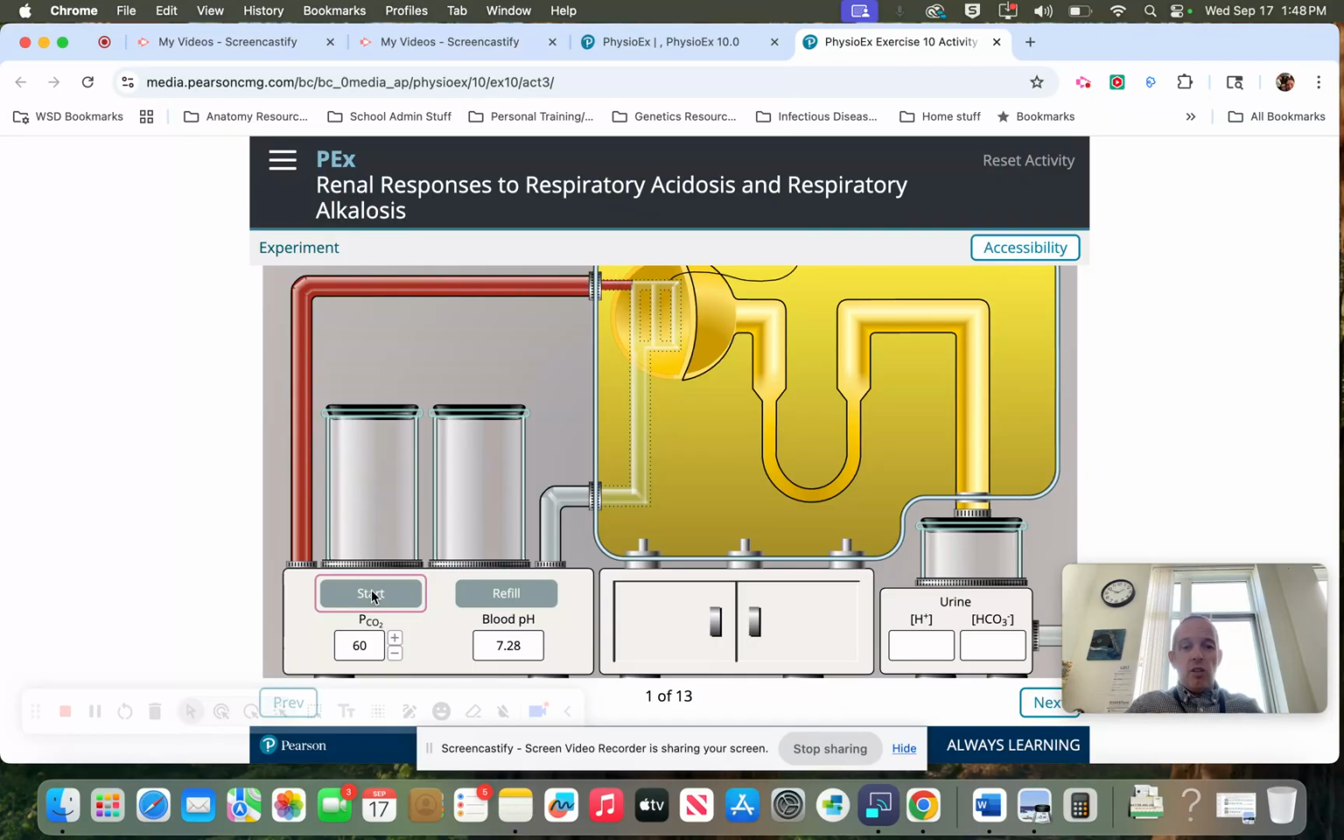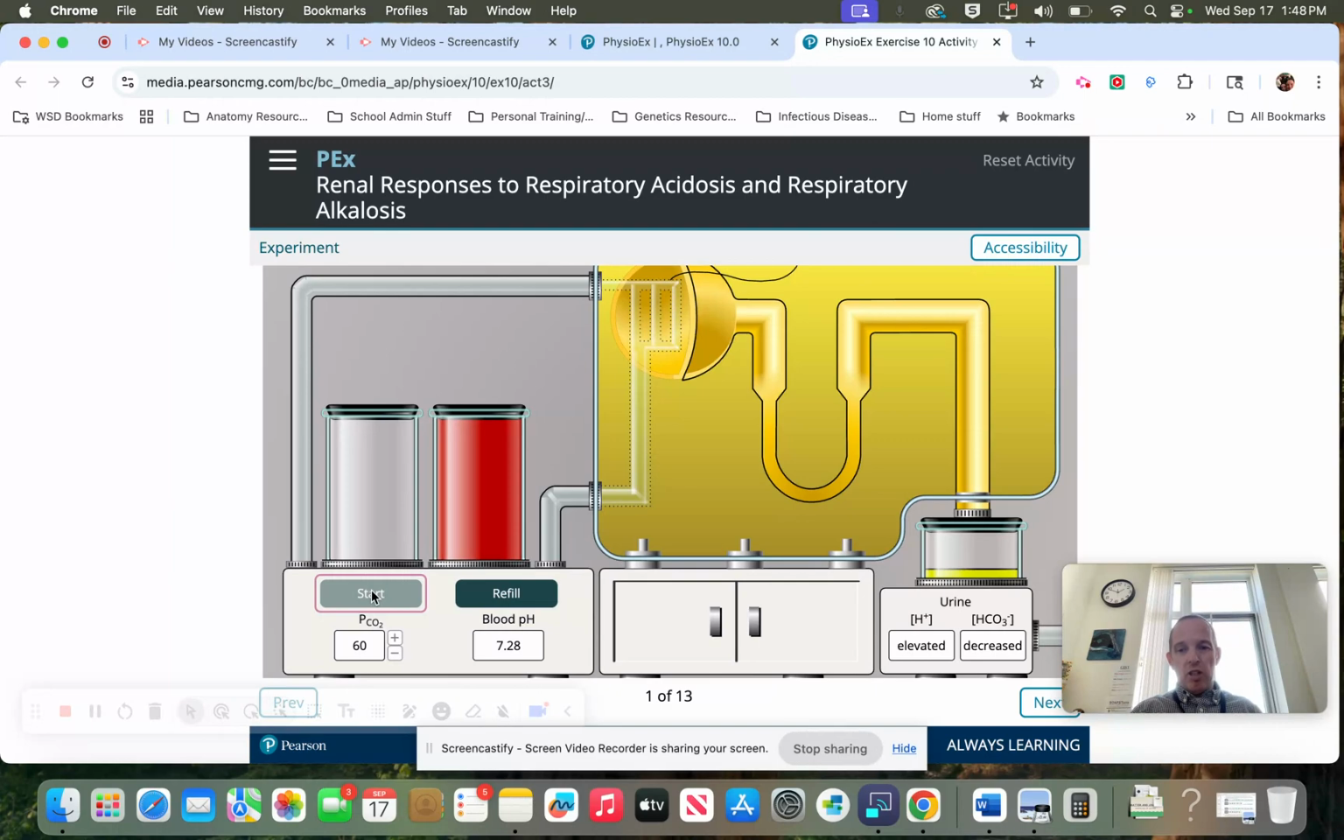It does take a minute, as you've seen. And what we might predict here is that we're going to do something to bring the pH back up to normal levels. That's the hope, at least. If our kidneys are working properly, they do a really good job of compensating for the lungs.